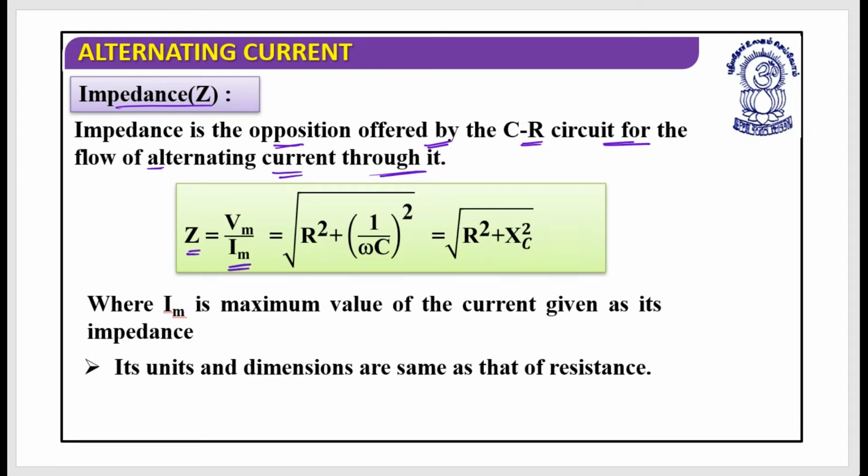So I can write Z is equal to Vm by Im, and that should be equal to the root of R square plus (1 by omega C) whole square, or 1 by omega C could be said as XC, so the under root of R square plus XC square, where Im is the maximum value of the current given as its impedance, and its units and dimensions are the same as that of the resistance.